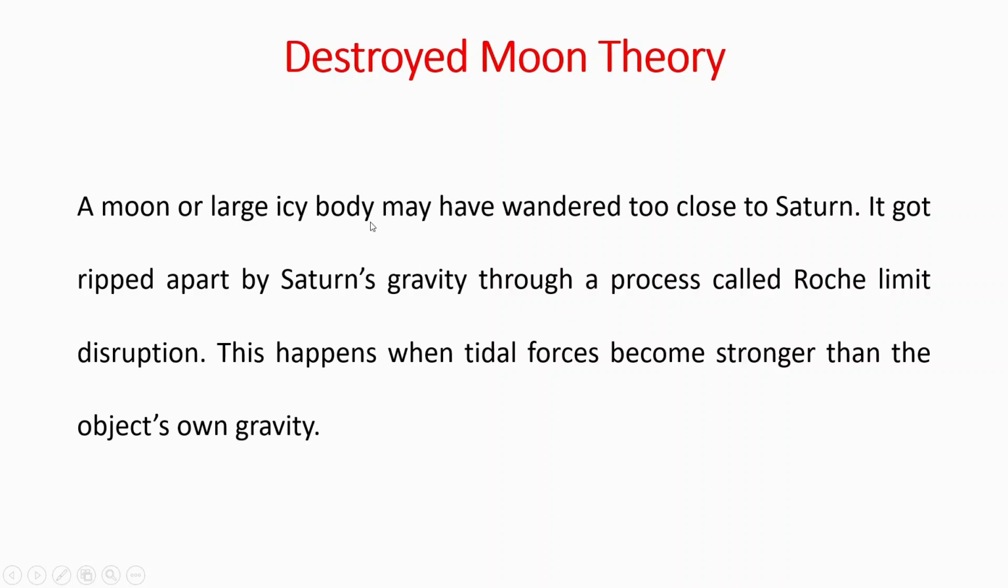Because Saturn is very far away from the sun, therefore it is a very cold planet. The area around Saturn is also very cold. So an icy body may have wandered too close to Saturn, and then what might have happened? Due to Saturn's very strong gravity, that particular body might have been ripped apart by Saturn's very strong gravitational force. And this happens, as we have already discussed, when the tidal forces exerted by Saturn become much stronger than the object's, this particular moon's or large icy body's, own gravity.